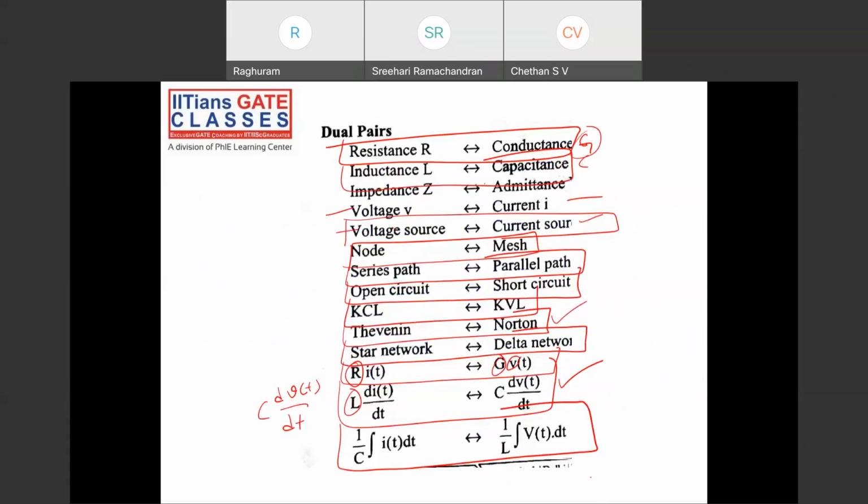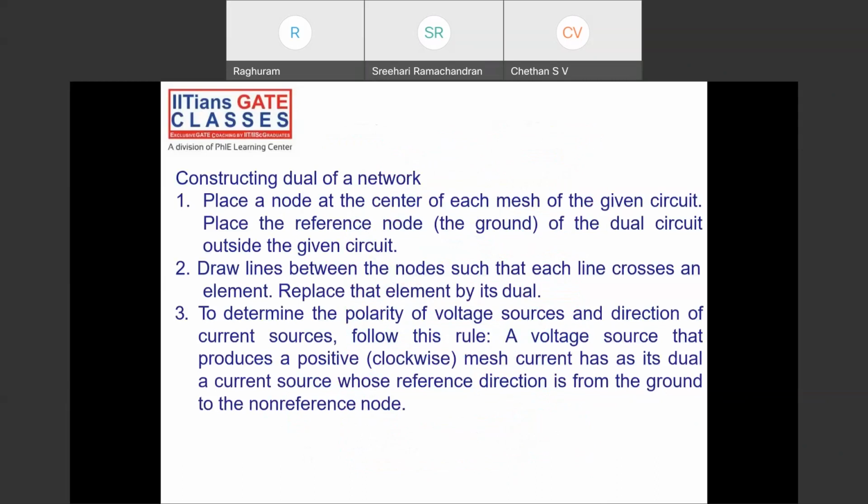Next, construction of a dual of a network. If you are given a network and you want to find the dual of that network, how to do it? The advantages and applications we'll see in the coming classes. Constructing a dual of a network: place a node at the center of each mesh of the given circuit. Place the reference node outside the dual circuit.